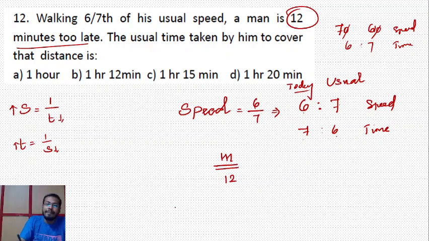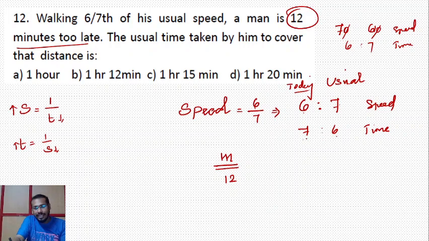12 is nothing but minutes. 12 minutes is not the time taken to reach. That 12 is the usual time and today's time difference is 12 minutes. If I usually take 2 hours to reach one place, it means today I'm taking 2 hours 12 minutes. That extra 12 minutes is the difference here.